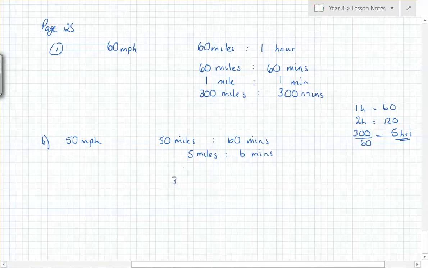Okay, now, did I want to go down to 5? Was that necessary? No. No, because actually 50 to 300 is times 6. Okay, so actually this is also times 6.